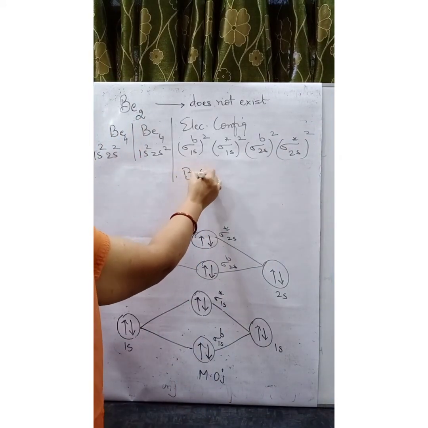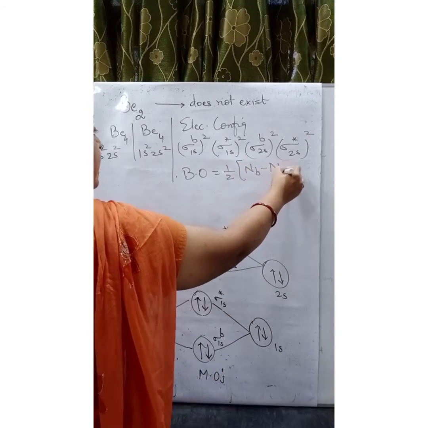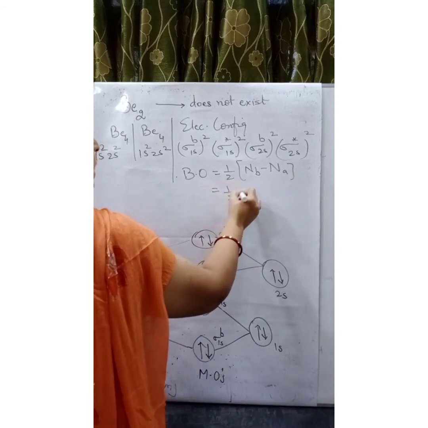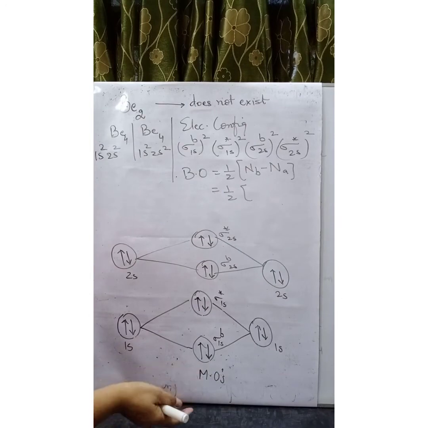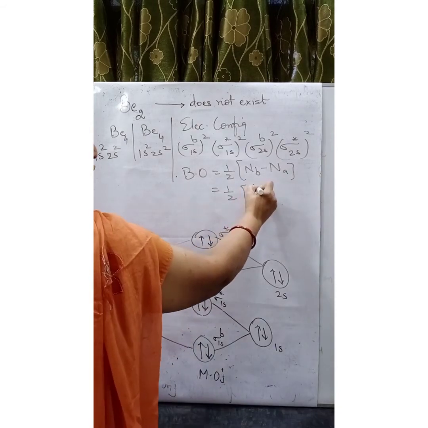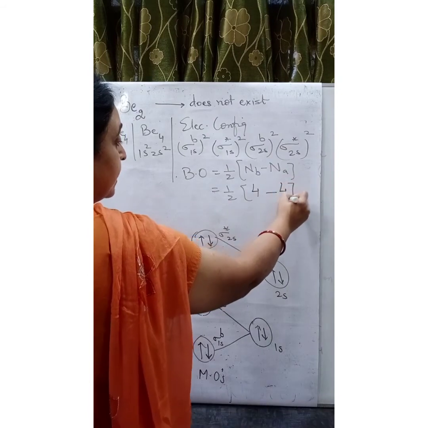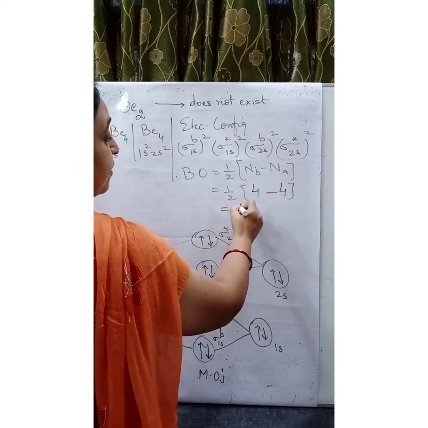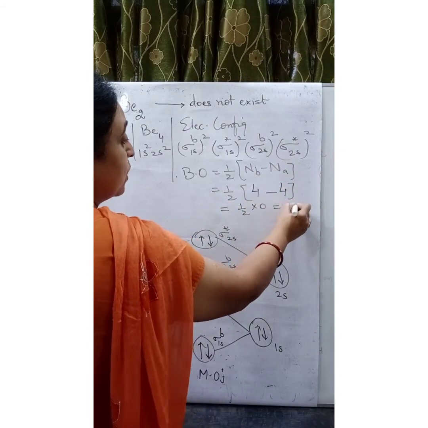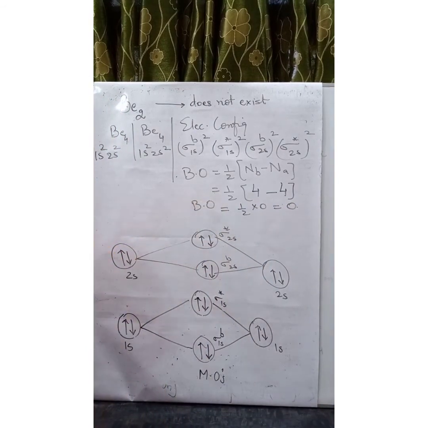Calculate the bond order, which is equal to half (Nb minus Na), equal to 1/2. Calculate the total number of electrons in all the bonding molecular orbitals: 2 and 2, 4. So this is 4 minus 2 and 2, 4 are the anti-bonding electrons. So it comes to half into 0, which is equal to 0. So once the bond order is 0, we can say the molecule does not exist.